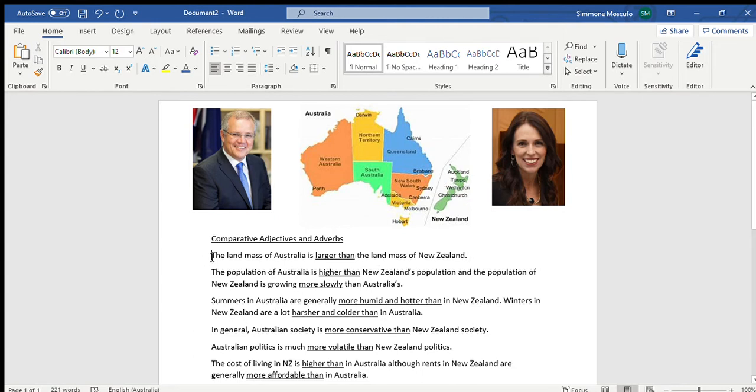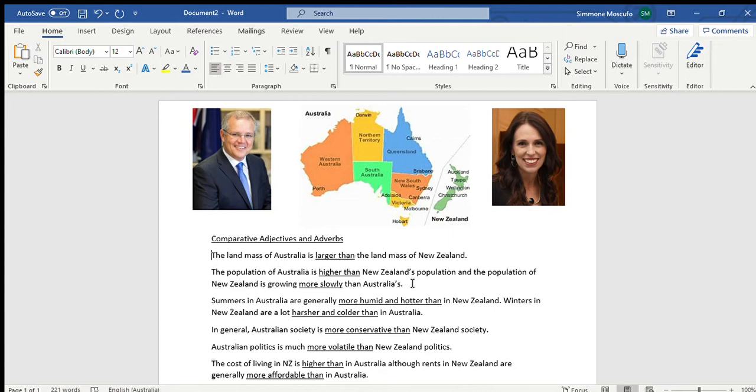Number one is the landmass of Australia is larger than the landmass of New Zealand. The population of Australia is higher than New Zealand's population, and the population of New Zealand is growing more slowly than Australia's. Summers in Australia are generally more humid and hotter than in New Zealand. Winters in New Zealand are a lot harsher and colder than in Australia. And this is true because it quite often snows in New Zealand, but in Australia we don't really see a lot of snow.